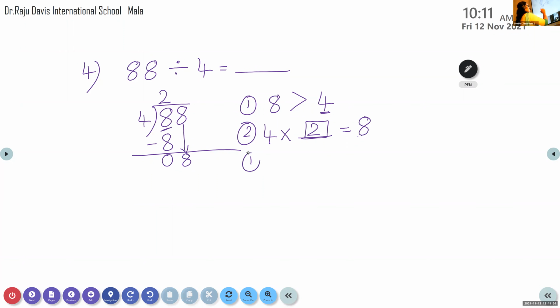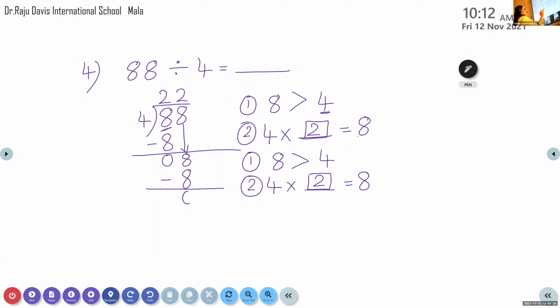Again, we have to start from the first step. Dividend and the divisor are to be compared. Again, greater than. That means you have to solve. Second step. Again, 4 into dash is 8. 4 into 2 is 8. So this 2 will go up and the product will come down here. Subtract it. 8 minus 8 is 0. 0 is lesser than 4, it will not go in 4. So you have to stop over there and write all the details. Quotient, and write 22 on the dash.